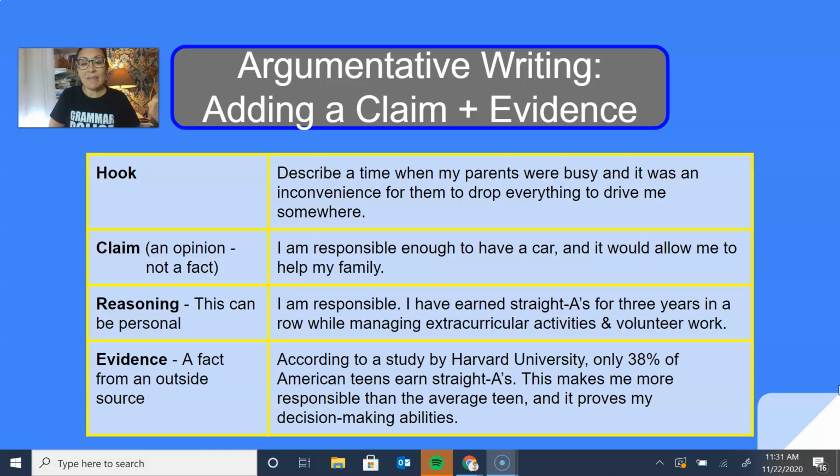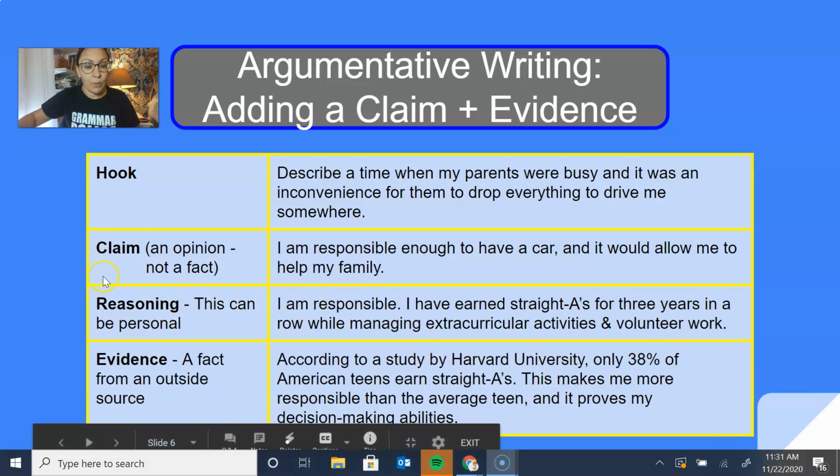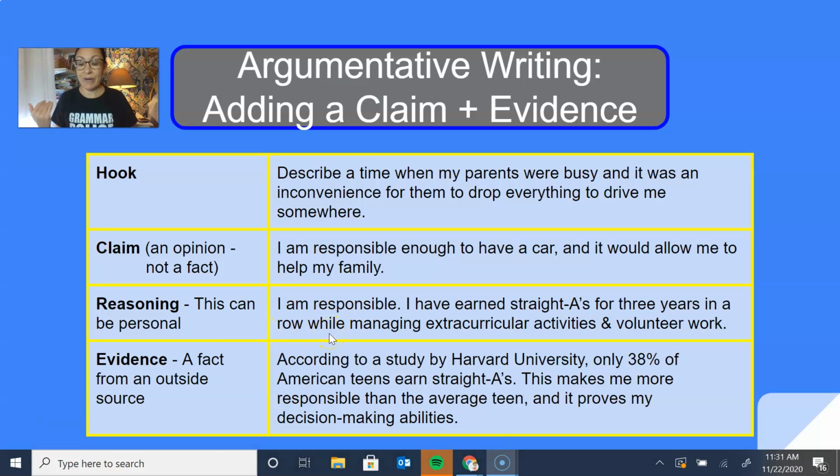Reasoning, now this is something that's going to be personal. We're not quite ready to add a fact or something that we found from the outside to bring in. You might continue to support your claim by saying, I am responsible. I have earned straight A's for 3 years in a row while managing extracurricular activities and volunteer work. Again, that's something that's personal. It's a personal reason, and you haven't brought in any facts or evidence yet.